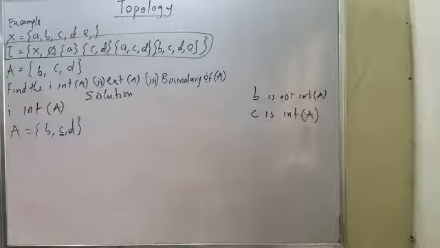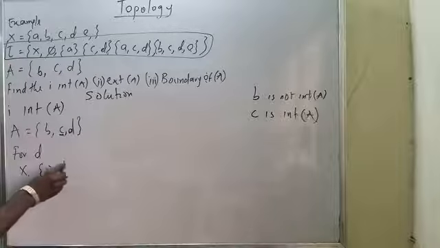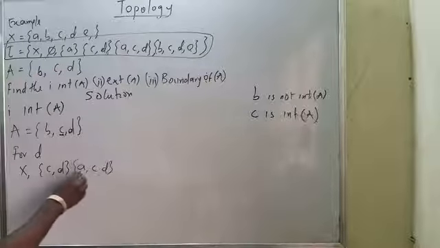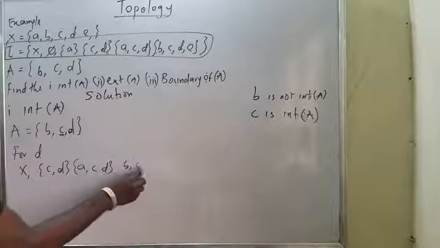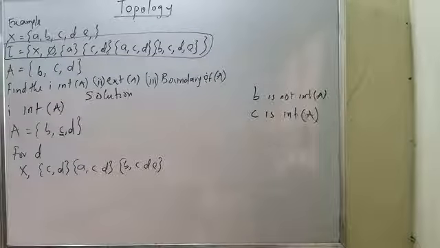Taking D. Now for D, I will do the same thing. The open sets that contain D are X, CD, ACD, and BCDE. Now, that is my list of open sets that contain D.